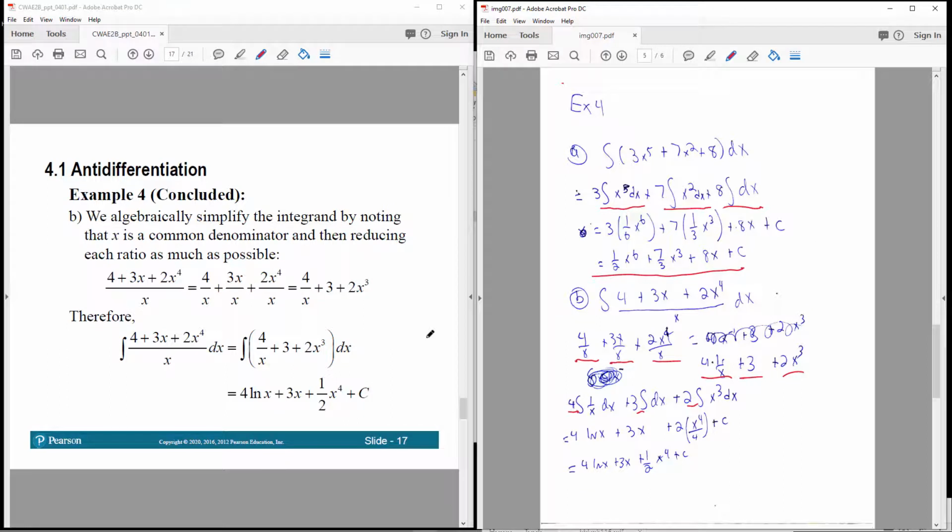You can see that's what they did there. They broke it up into pieces. Then they simplified it. Then integrated by pieces here. Forget the final answer.